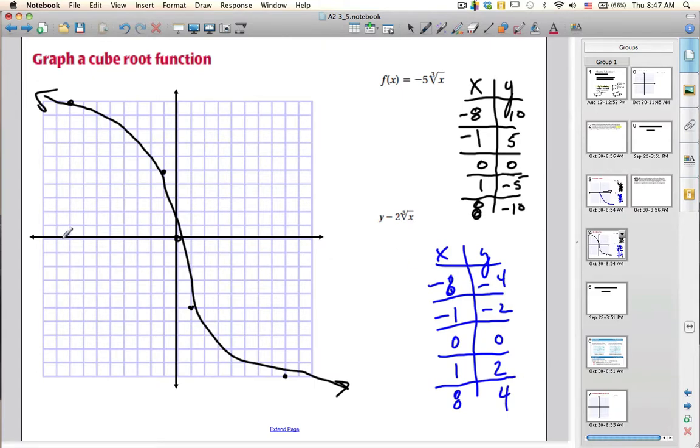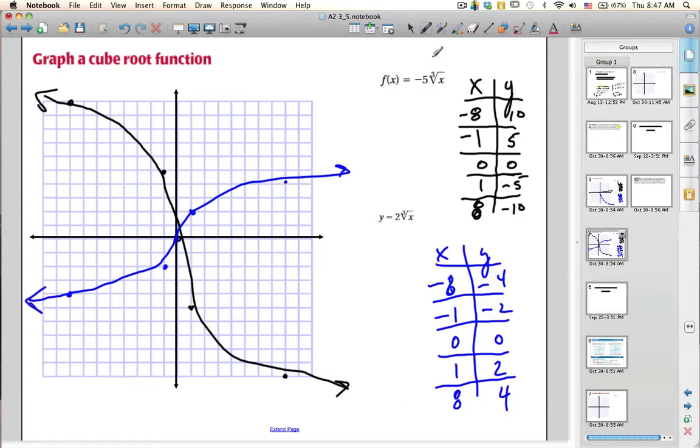Okay, so what this looks like, at -8, I'd be at -4. At -1, I'll be at -2. I still pass through the origin, and then 1, 2. And at 8, I'd be back to +4. Okay, so this is sort of the standard look for a cube root function. If I graph the parent function, it would kind of look like this.